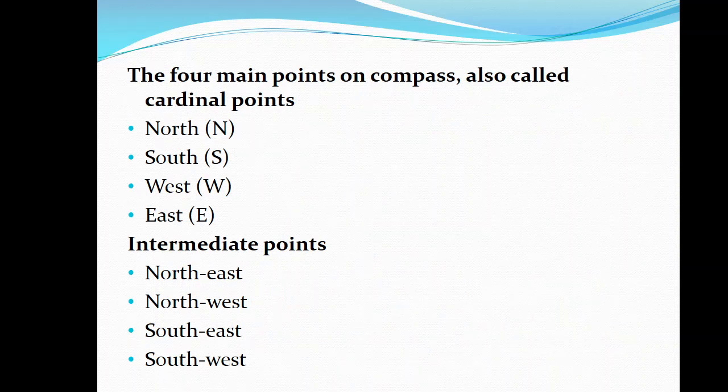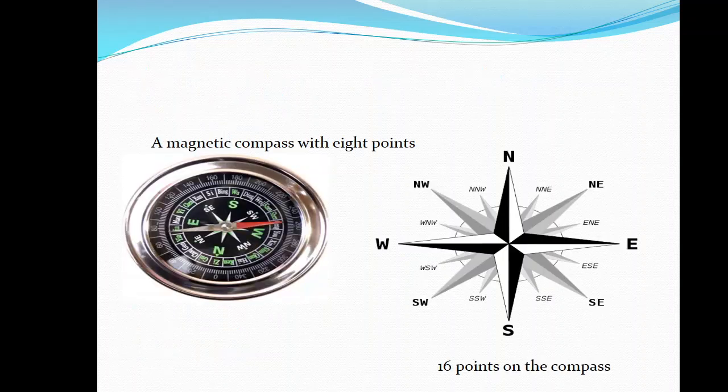The 4 main points on a compass are also called cardinal points. We have north, south, west, and east. And between those cardinal points, you find the intermediate points. We have northeast, northwest, southeast, southwest. Let us look at the magnetic compass with 8 points. If you look at the compass, you can see that there are 8 points, and also the cardinal points, the main points: south, west, north, and east.